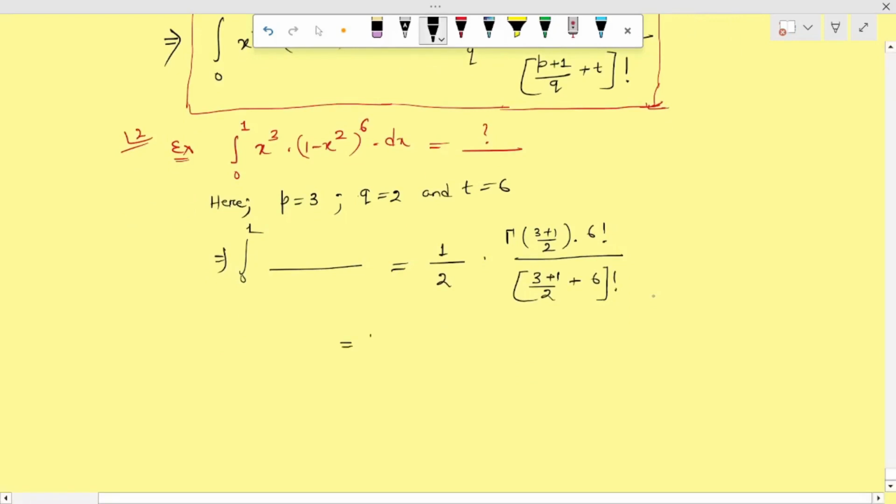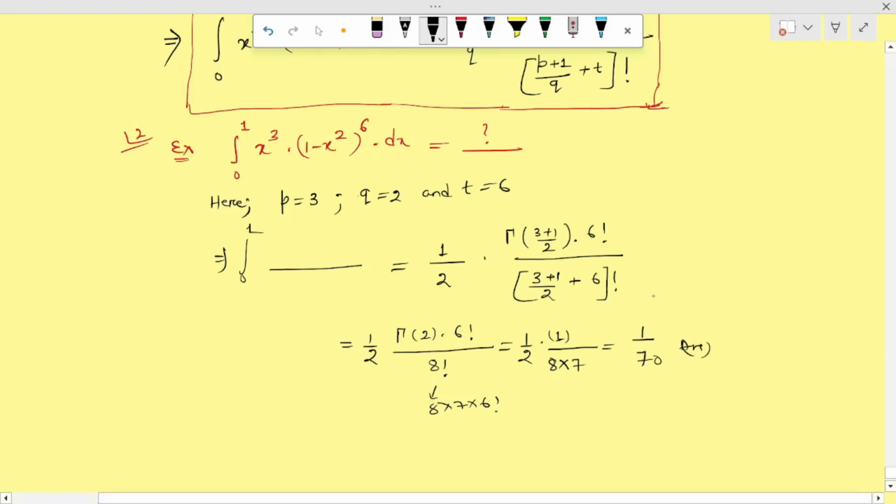So what will the answer? Here you can see it is equal to 1 by 2, gamma of 3 plus 1 by 2, that will be gamma 2, into 6 factorial divided by this one. Here this will be 3 plus 1 is 2 plus 6, that is 8 factorial. So finally what we found: 1 by 2, gamma 2 is 1, 6 factorial by 8 factorial. That means here we can simplify the denominator. Here 8 factorial is nothing but 8 into 7 into 6 factorial. So 6 factorial got cancelled, and we get 8 into 7. So finally how much do we get? The answer will be 1 by 2 into 1 by 56, that is 1 by 112. This will be the answer.